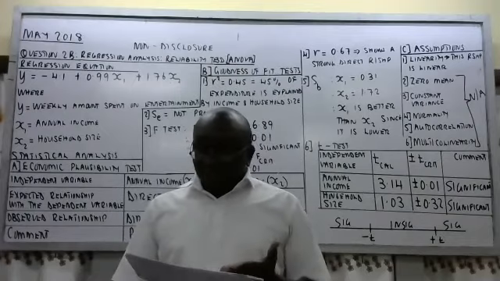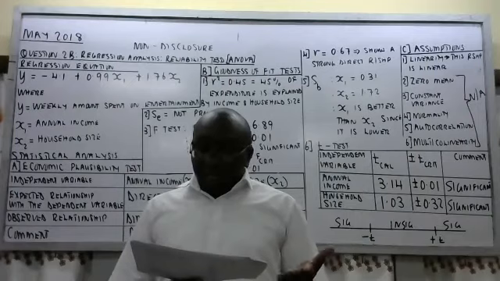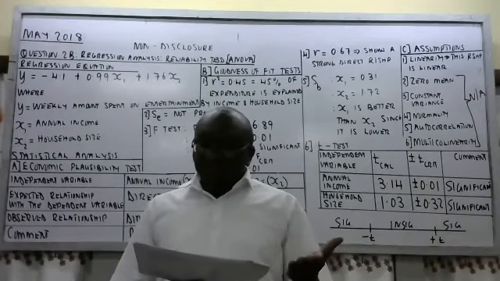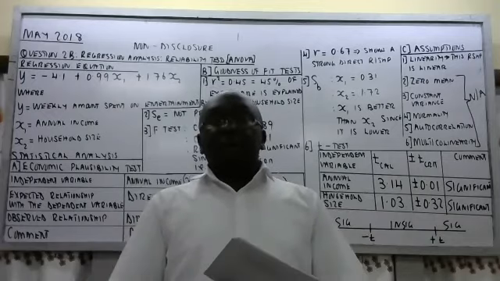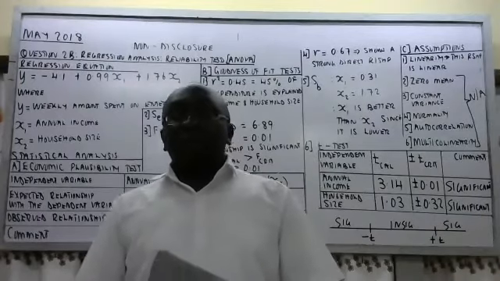Ukiangalia kwa hii table, kuna so many initials. Kina ANOVA, kina DF, kina SS, MS, F. Sasa kama hujui what they represent, then wewe utakuwa tu unaona figures but you don't know what they mean.